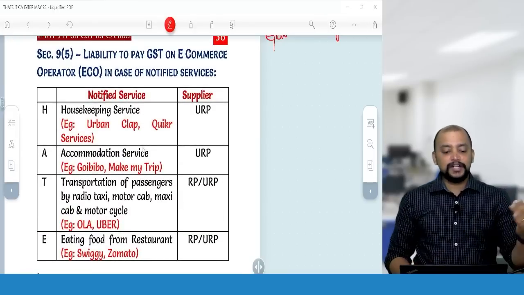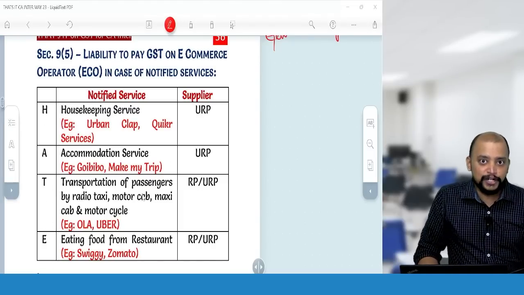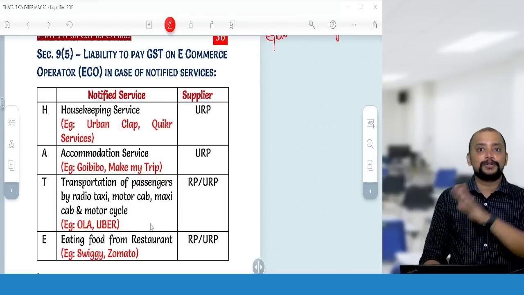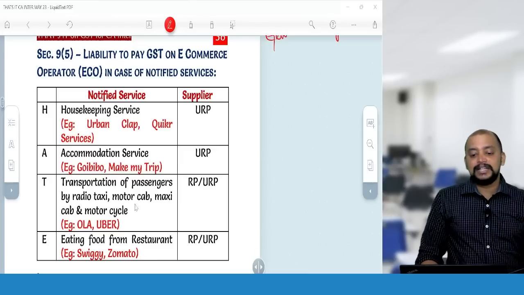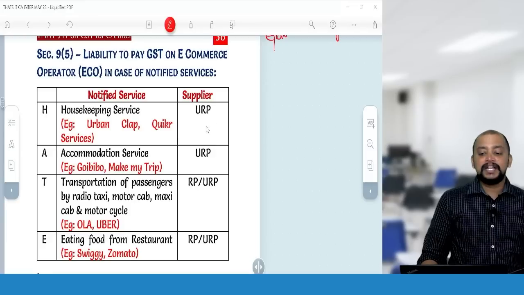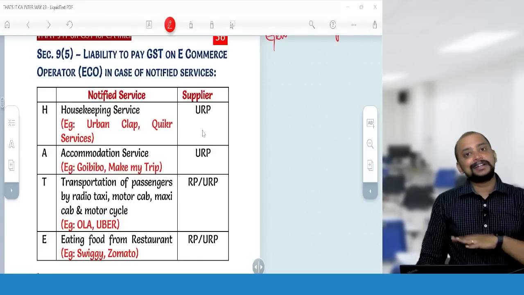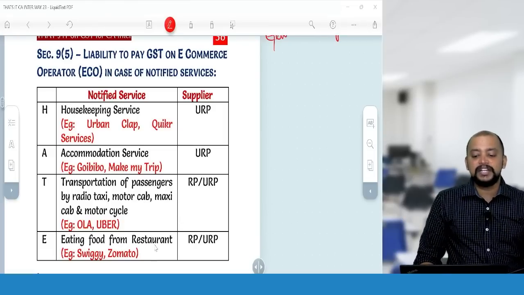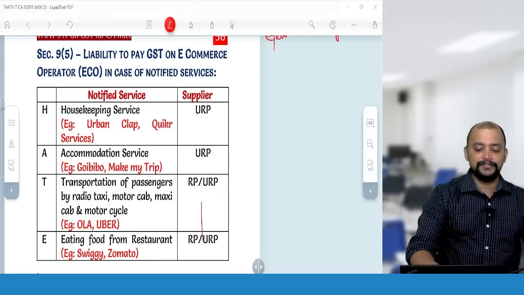Then 9 subsection 5, total 4 services: HATE, housekeeping service, accommodation service, transportation of passengers by any motor vehicle, eating food from a restaurant. These are notified services. Liability to pay GST with respect to these supplies is on the e-commerce operator. So who should pay GST to the government? That e-commerce operator should pay. But in that, for H and A, the supplier should be unregistered. Then only it is notified for 9(5). What if the supplier is registered? It is not notified for 9(5). The supplier only will pay GST. Same way, for transportation service and eating food from a restaurant, whether the supplier is registered or unregistered, always the e-commerce operator only will pay GST.